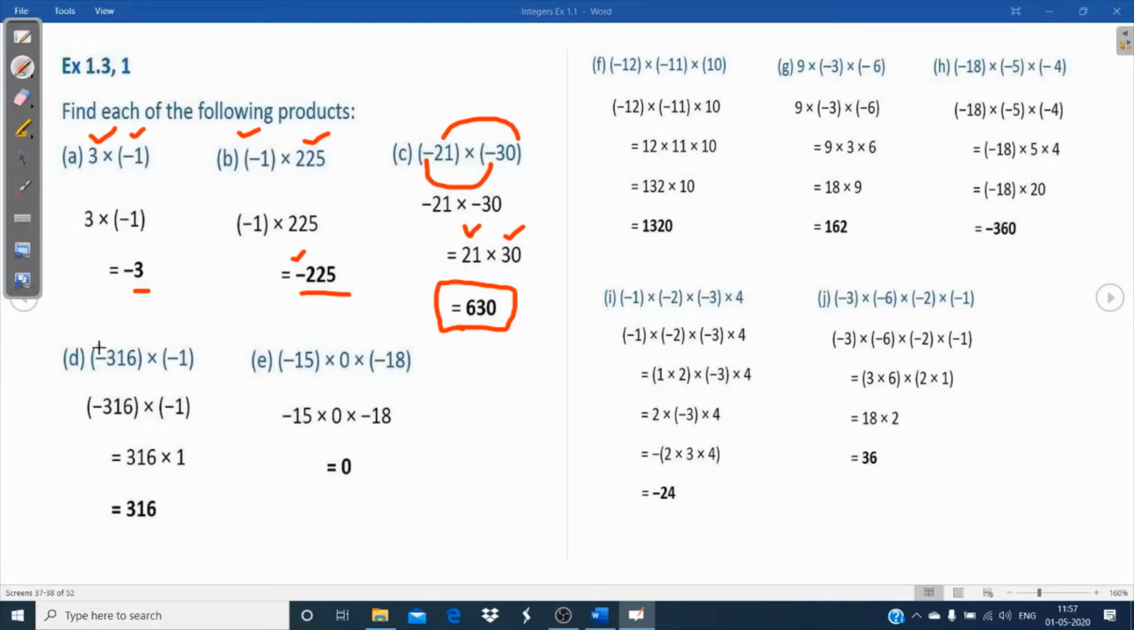Next part, again two integers are there, both are negative integers. So when you multiply, minus minus will become what? Plus. So what will be 316 into 1? 316 into 1, what will you get? 316.